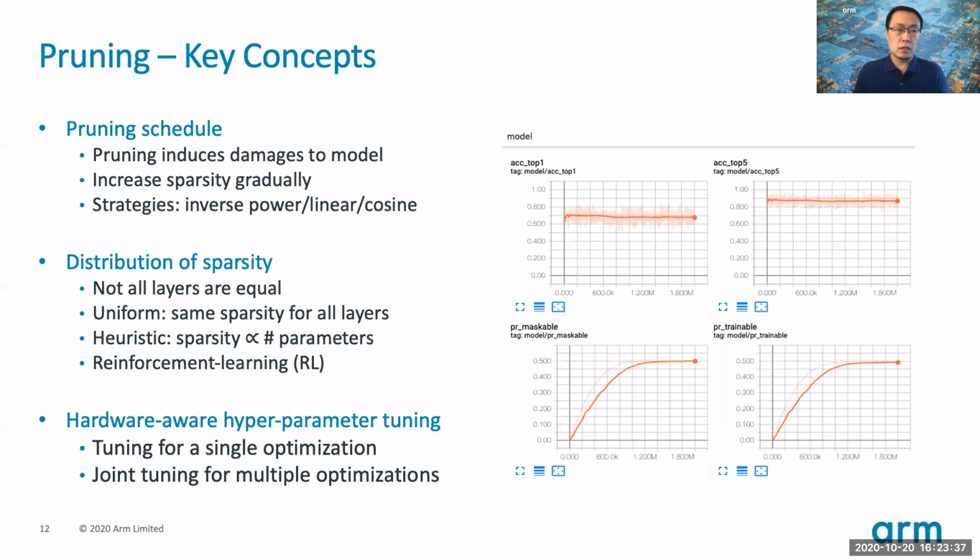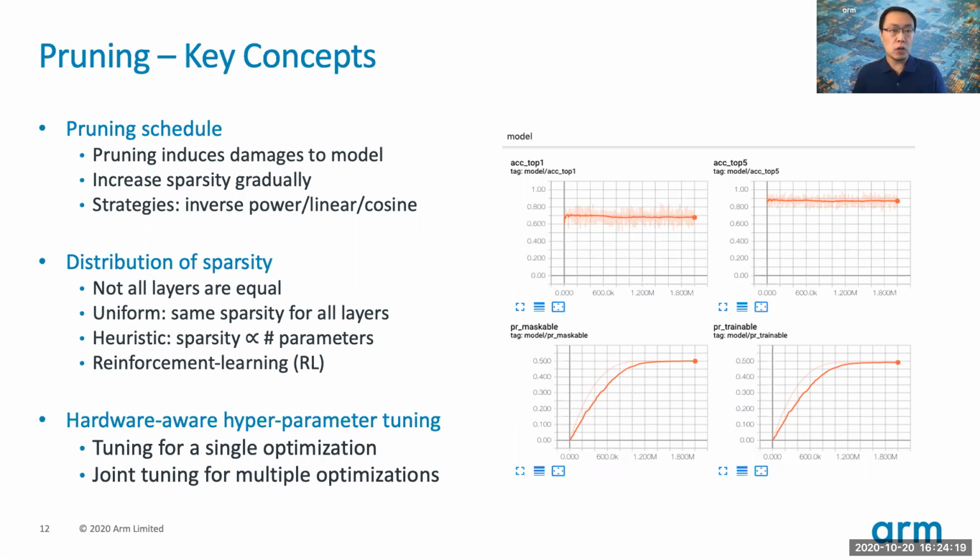So let's take a closer look at pruning and point out the key concepts. The first one is called a pruning schedule. I just mentioned pruning effectively means turning some of the parameters to zero. So you can think of it as undoing the progress you've made with training. So this can be thought of as inducing damage to the model. So it's an intuitive idea to avoid doing all your pruning in one shot. Instead, we should increase the sparsity gradually. So we prune and then we leave some time for the model to recover from that damage.